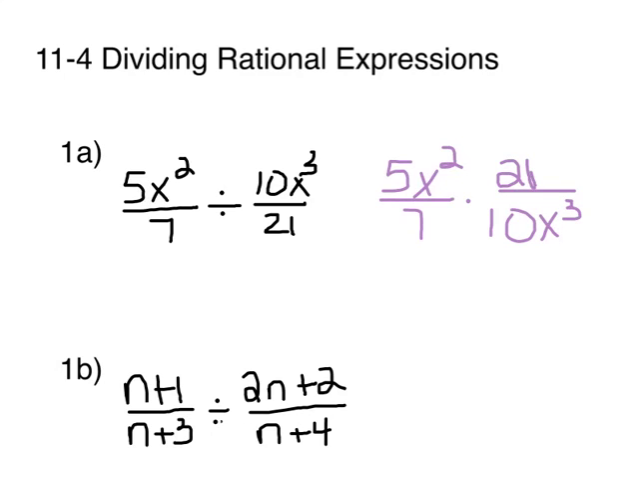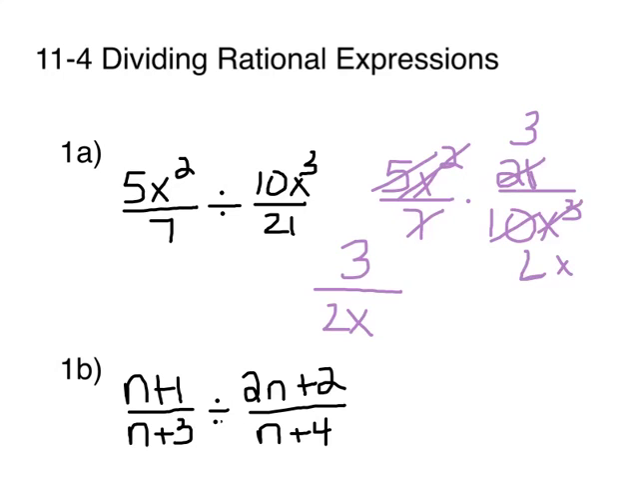When multiplying fractions, remember that we can reduce first and then multiply. So 5 goes into 10 twice. 7 goes into 21 3 times. We have 2 x's on the top and 3 on the bottom, so we'll have 1 x left on the bottom. So our final answer in 1a is 3 over 2x.